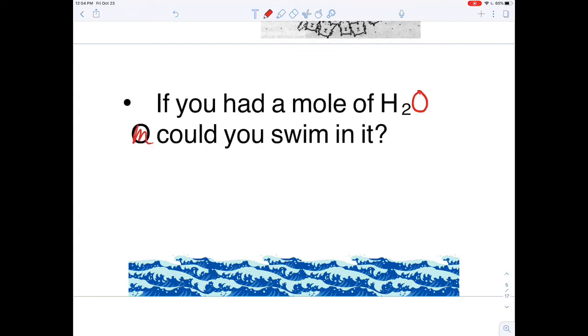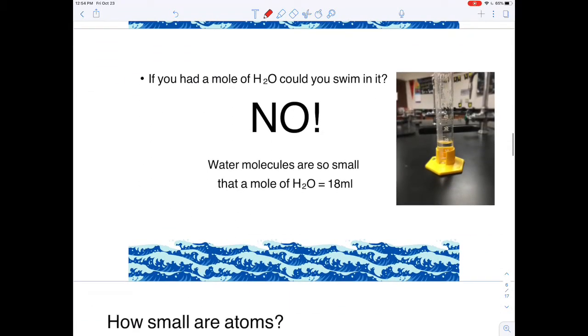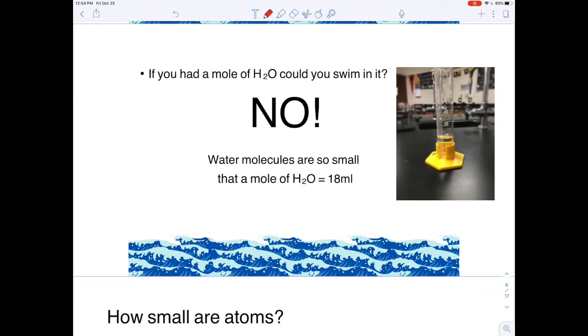Wow. If you had a mole of H2O, could you swim in it? What do you think? The correct answer is no. Because water is so small, if you had a mole of water, you would only have 18 milliliters, which actually looks like this. I don't think you could swim in that.